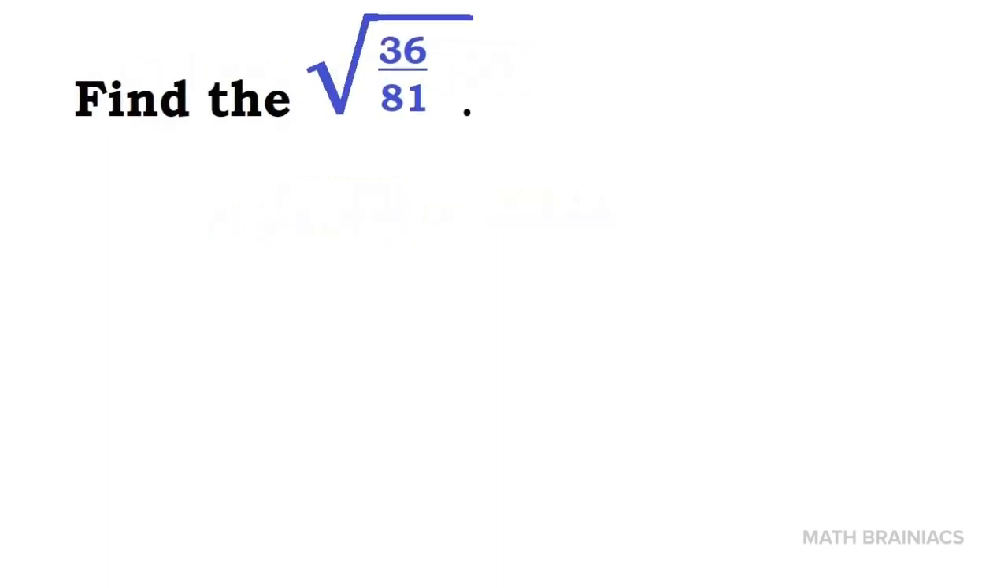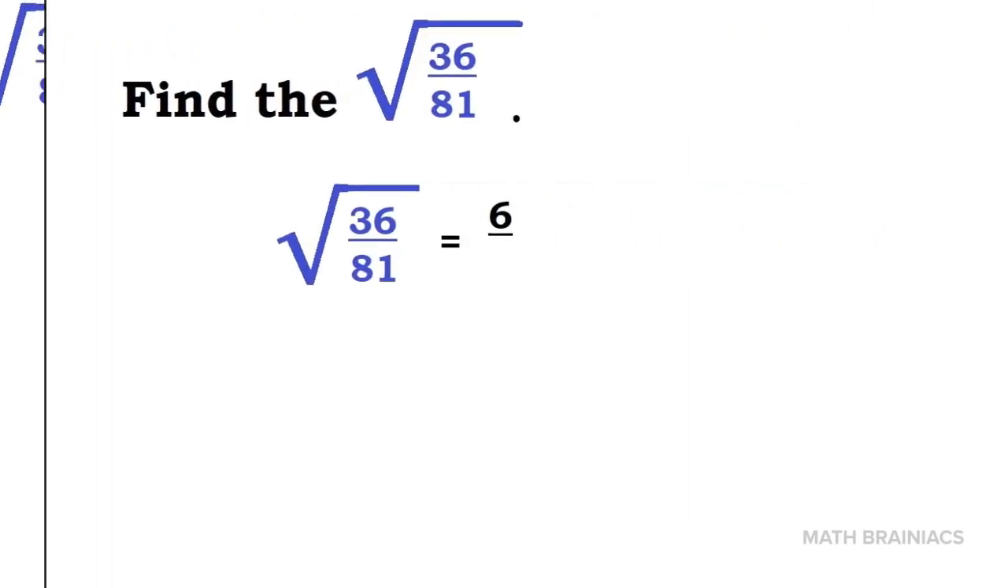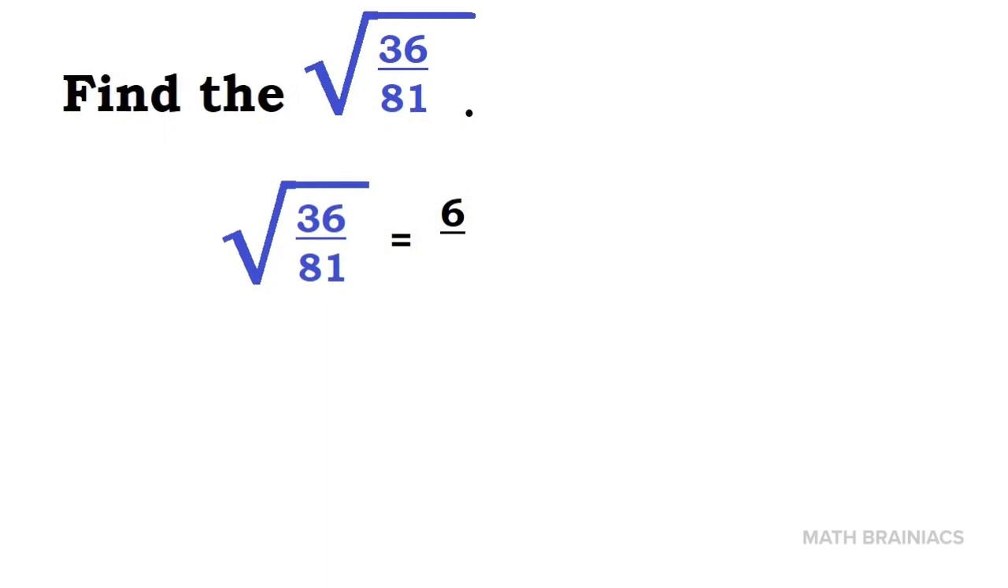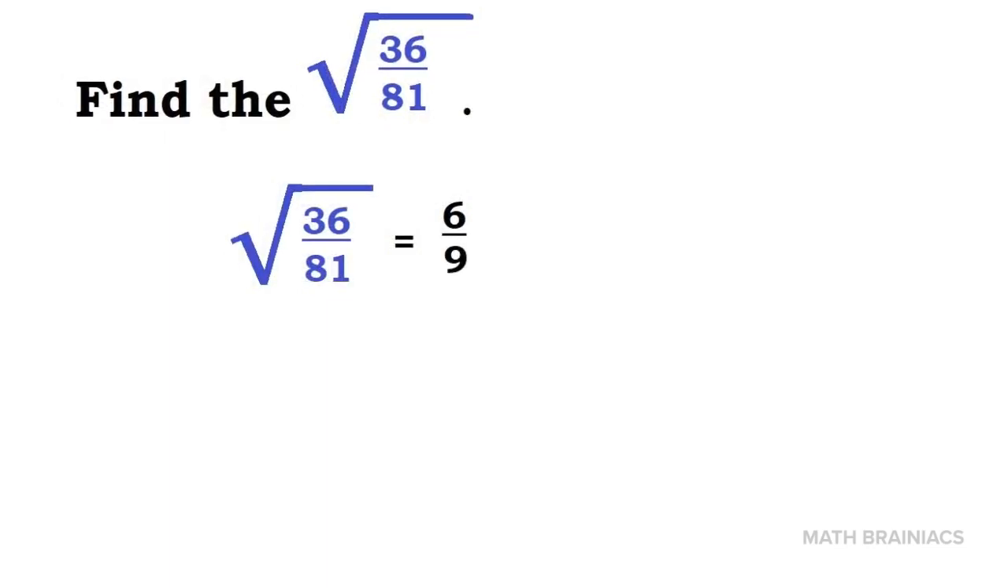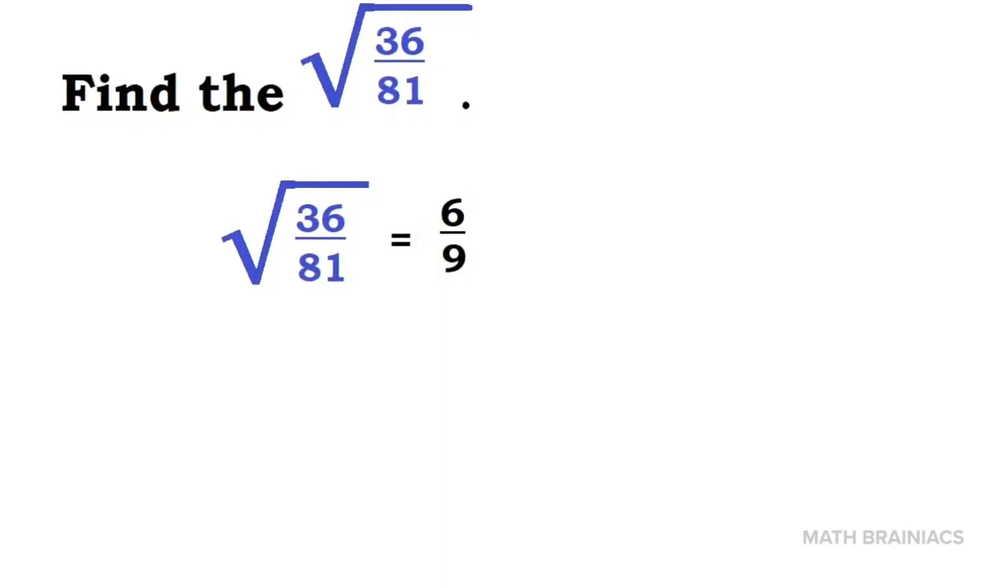What if we have a division in the square root? Let us work on this example. Find the square root of 36 over 81. Working on the numerator, square root of 36 will give us 6. And working on the denominator, square root of 81 will give us 9. Therefore, square root of 36 over 81 will give us 6 over 9.